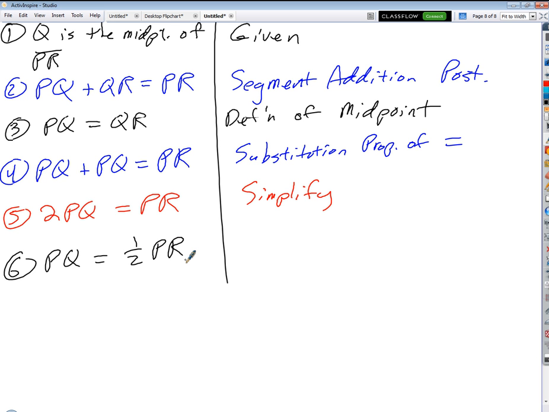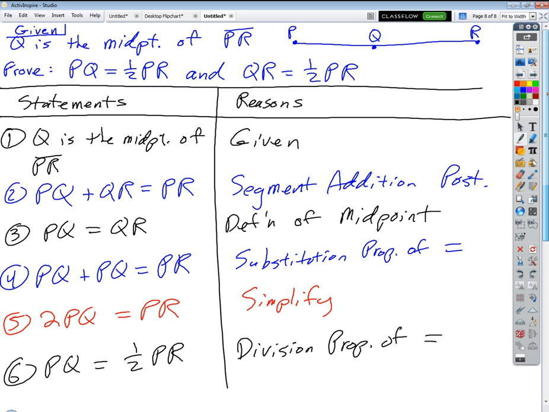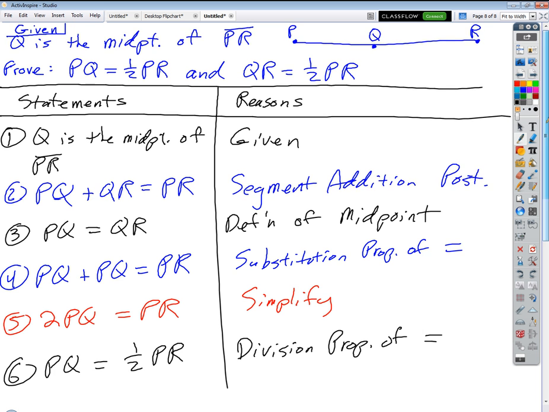Now, what's our justification for that? Yeah, division property of equality, right? I can divide both sides by the same thing. Okay, so there's one of the two things I needed to show. That's proven. How would I do the other one?